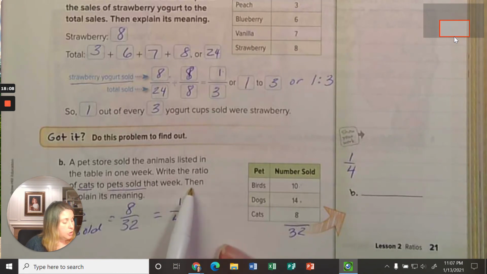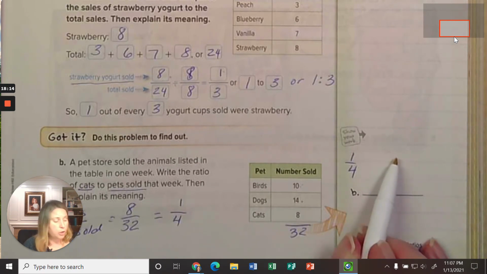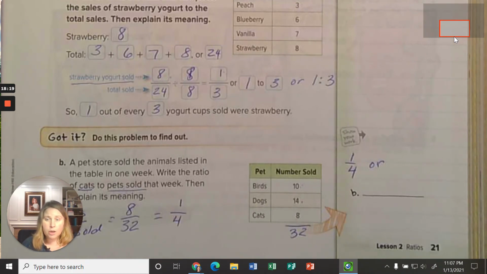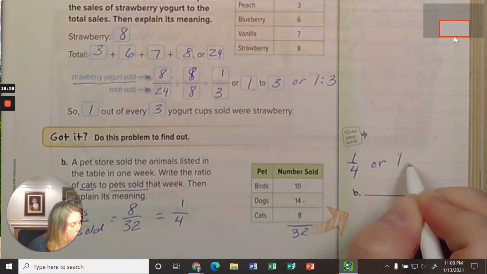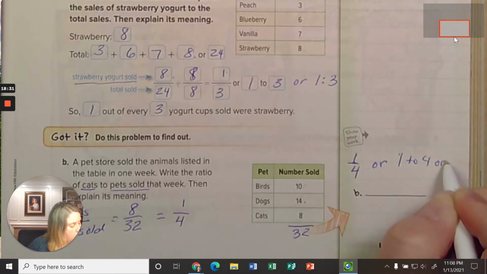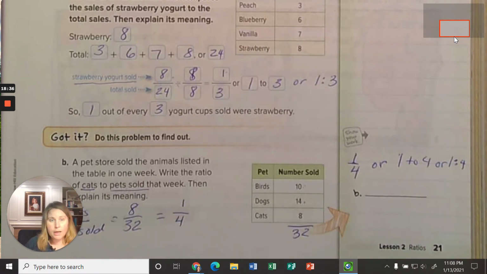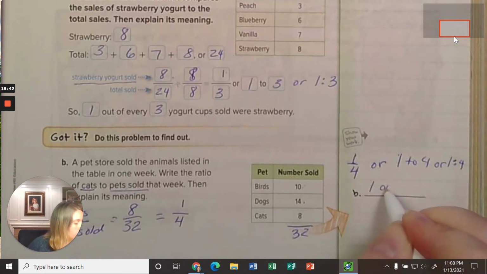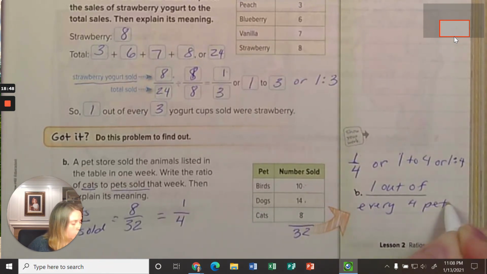And you can write that with the word 1 to 4, the word to, T-O, or you could write it 1:4. Let's write those all down. You only need to write 1 on your homework, but let's make sure that we understand all 3 ways of denoting or writing that. So 1 out of every 4, 1 to 4 is the ratio, or we can say 1:4. And then explain the meaning. 1 out of every 4 pets sold was a cat.